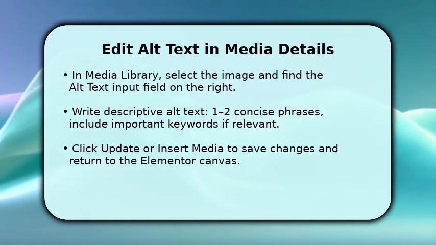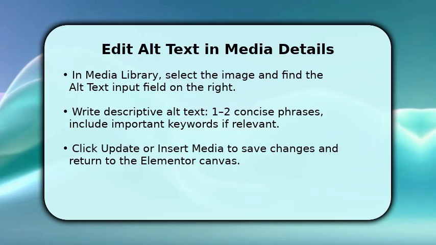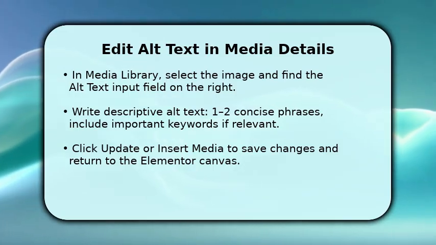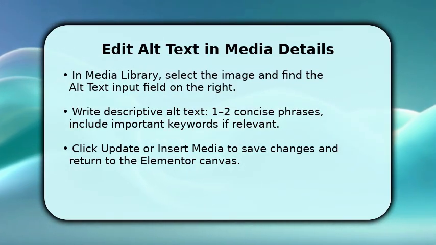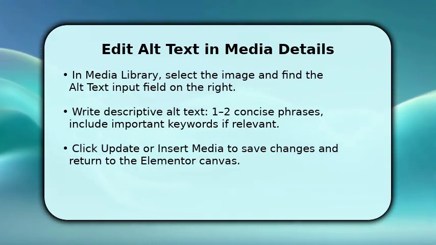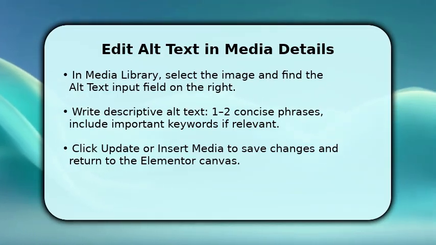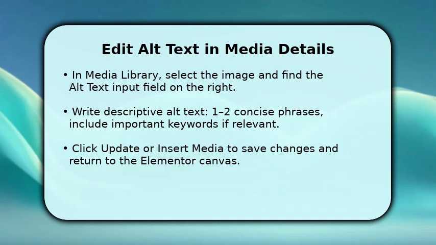You'll find alt text. Enter a short, accurate description that explains the image function and content. Include keywords only if natural. Make sure to avoid keyword stuffing and keep it succinct. Think 1 or 2 phrases. After typing, click Update or Insert Media so Elementor receives the new alt value.